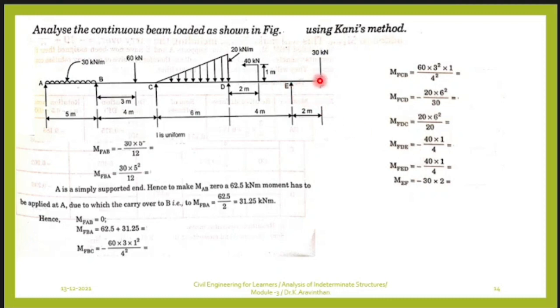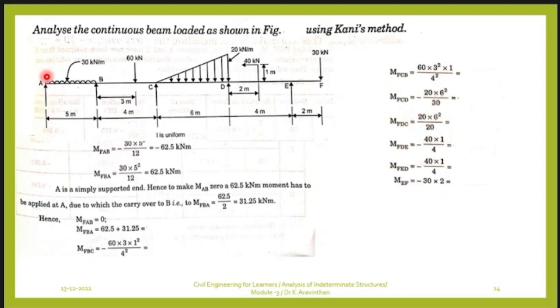And for EF, this will be taken as a fixed beam at one end and free at the other end. This will be a cantilever. So what is a cantilever? Fixed at one end and free at the other end. So the cantilever beam has a formula of load into distance, that is 30 into 2. So what is your answer for span AB? Minus 62.5 and plus 62.5 will be your answer. Then you can make it as 0.